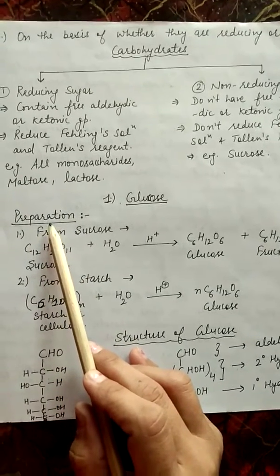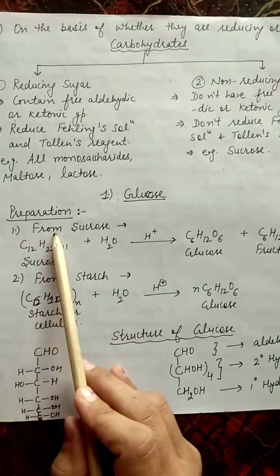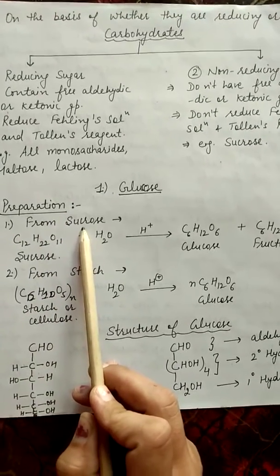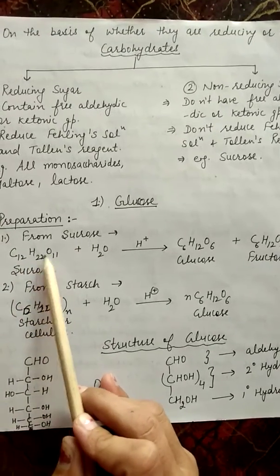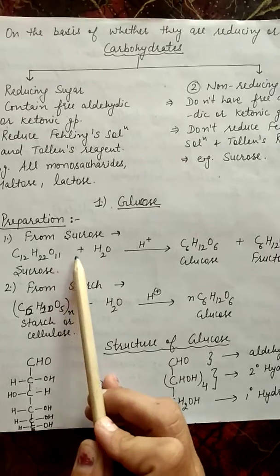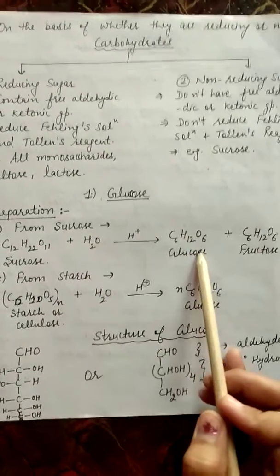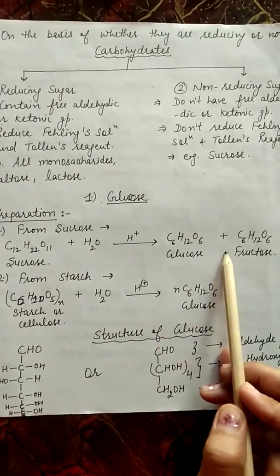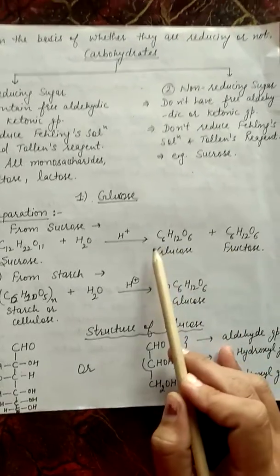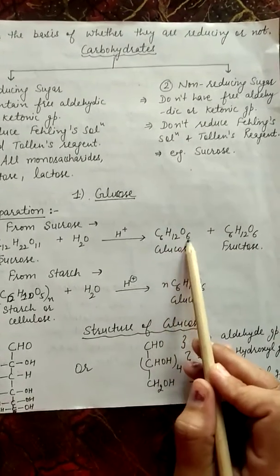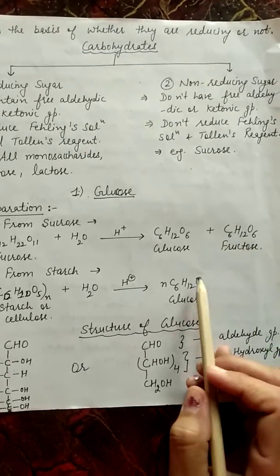First of all, we will discuss the preparation of glucose. First, from sucrose. Sucrose formula is C12H22O11. On hydrolysis, it will break down into two units, glucose and fructose. Glucose is C6H12O6 and fructose is also C6H12O6.